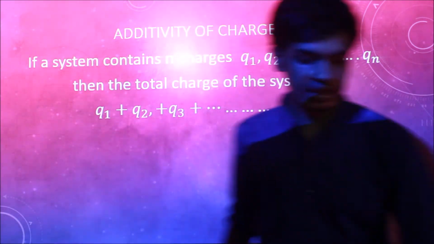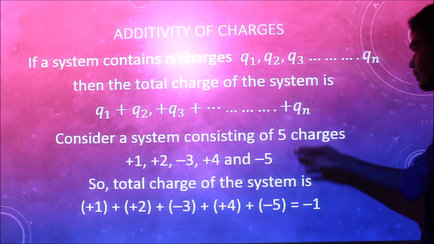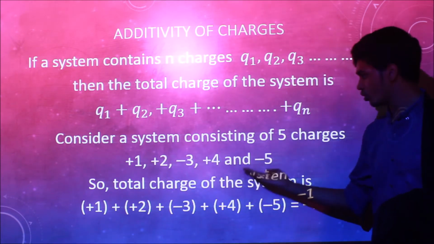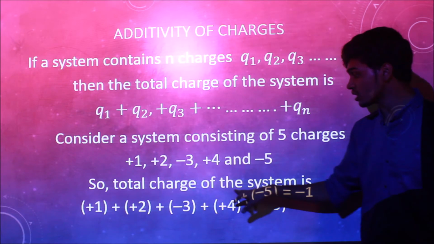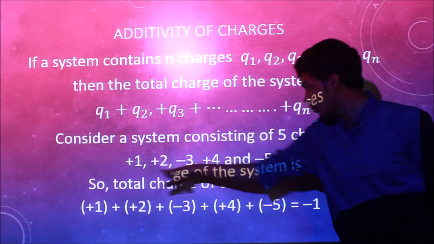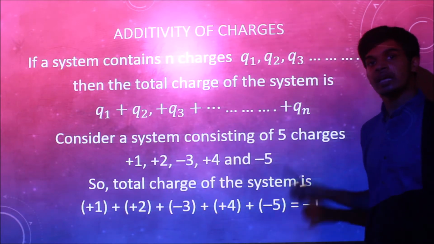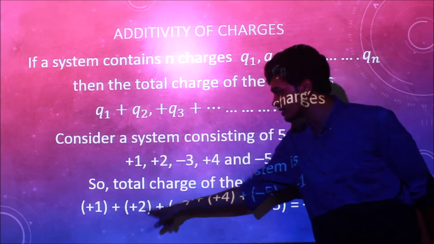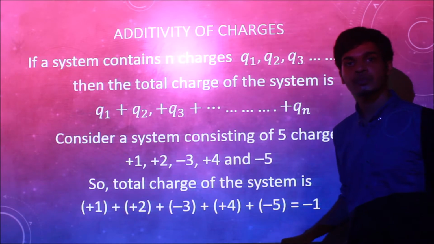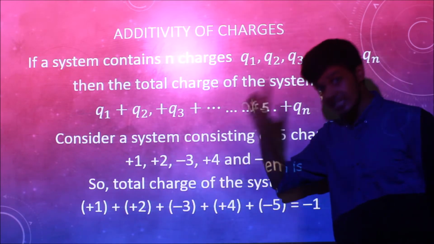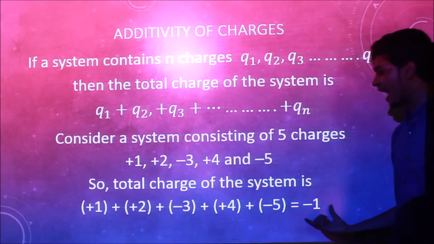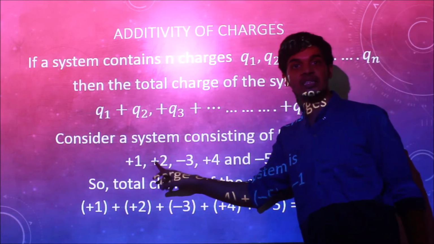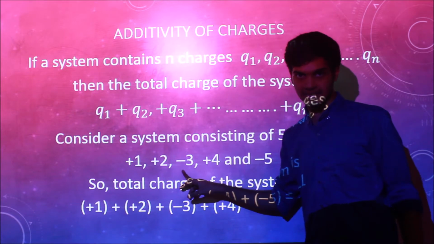Let us consider an example to understand this. Suppose a body has 5 charges, 1, 2, etc. So the total charge of the system will be the sum of these charges. Here we must understand that the sign of the charge is taken into consideration. Whether it is positive or negative, it has to be considered while adding the charges. The positive sign represents that the charge is positive and this is a negative charge.